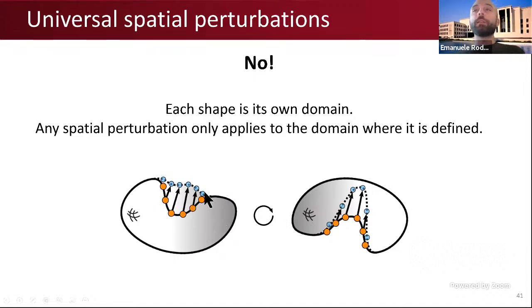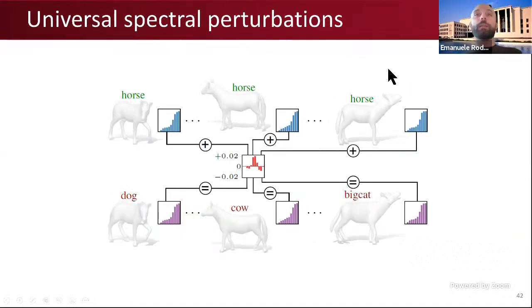Because it's fully extrinsic. So we want to look for intrinsic, adversarial, universal perturbations. How can we do this? Just the intuition, and then I will conclude.